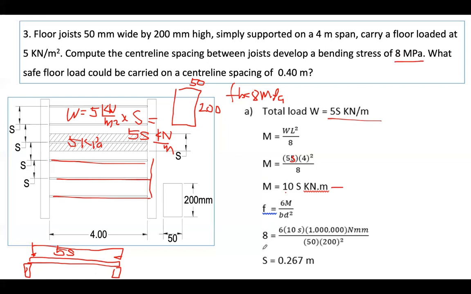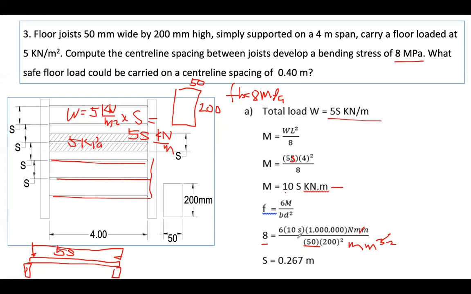If we substitute F equal to 8, the maximum bending moment is 10S kilonewton meter. We multiply by 1 times 10 to the power of 6 to become Newton millimeter. B, you have here 50. D is 200, all in millimeter. This is millimeter cubed, so one cancels, squared.